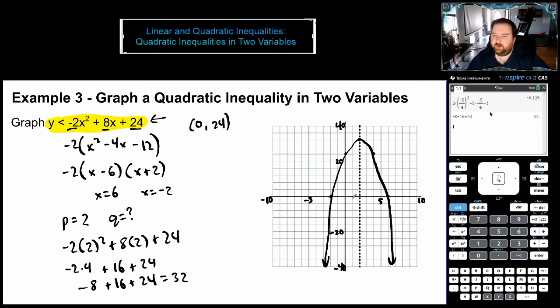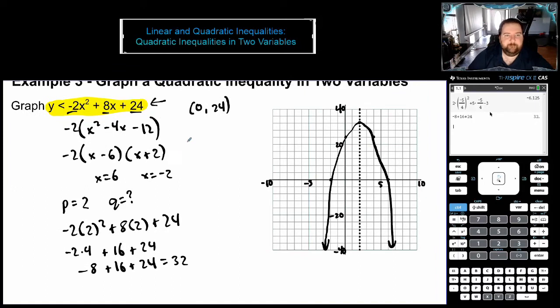So now we're going to test a point. Let's again test 0, 0. 0, 0 is just kind of always a good one to test. It makes things very easy. So we have 0 is less than 0 plus 0 plus 24. Is 0 less than 24? Yes, it certainly is. So that point is part of our solution. So now we can shade it in.